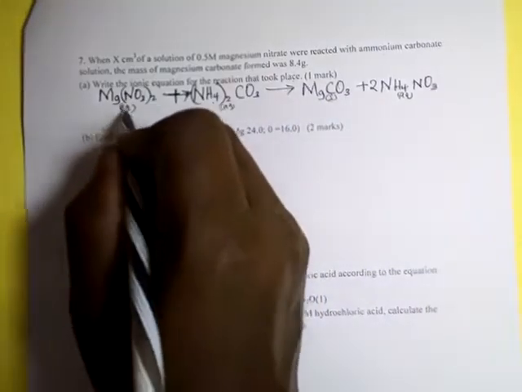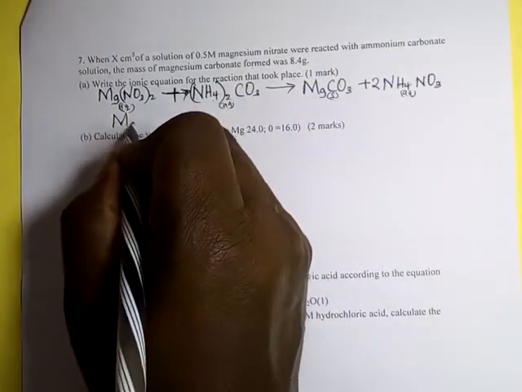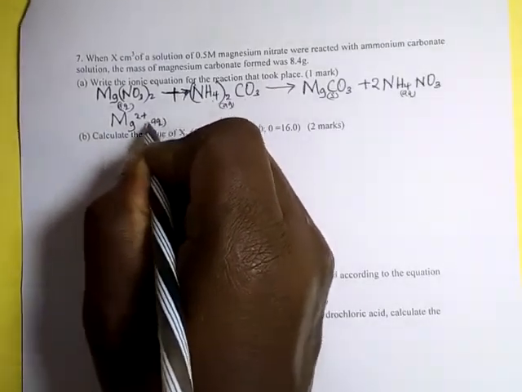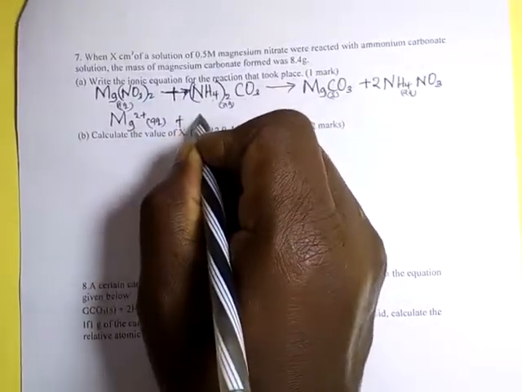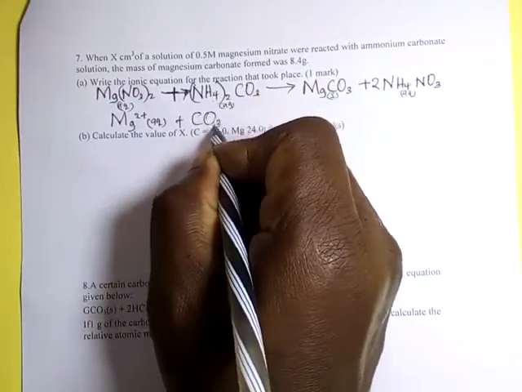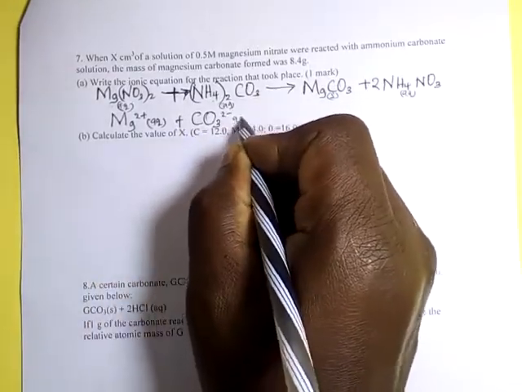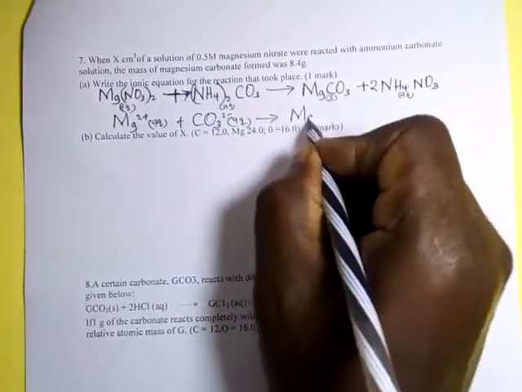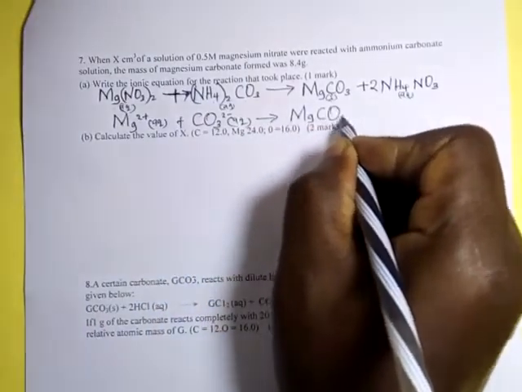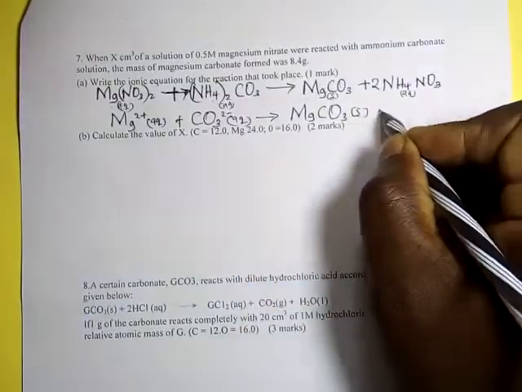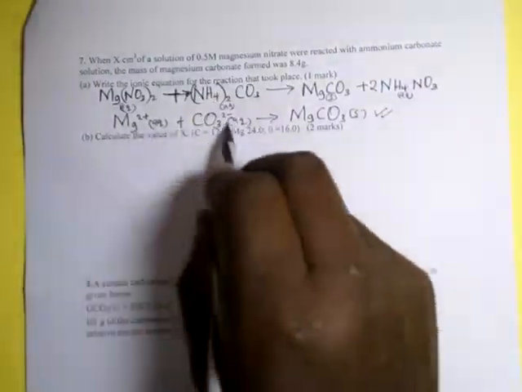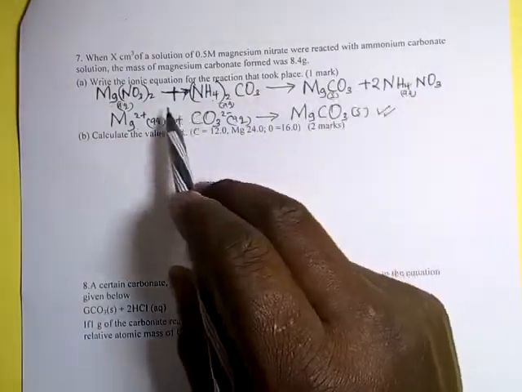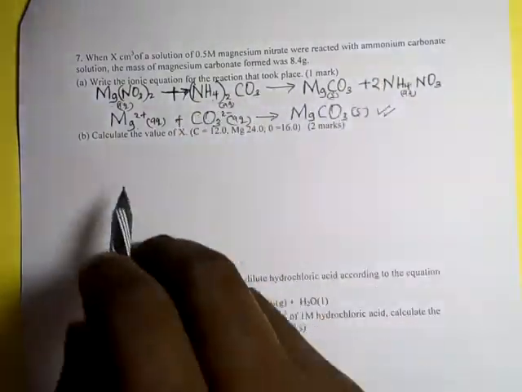Therefore, the ionic equation is Mg2+ aqueous plus the carbonate CO3 2- aqueous, which is forming magnesium carbonate as solid. So this is the expected response, and note this one. This one I was just trying to explain something to you.